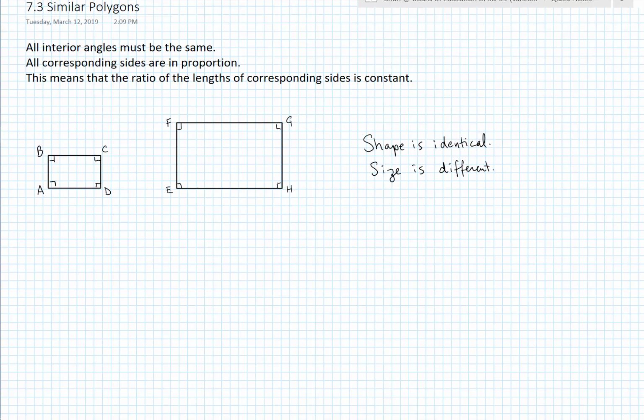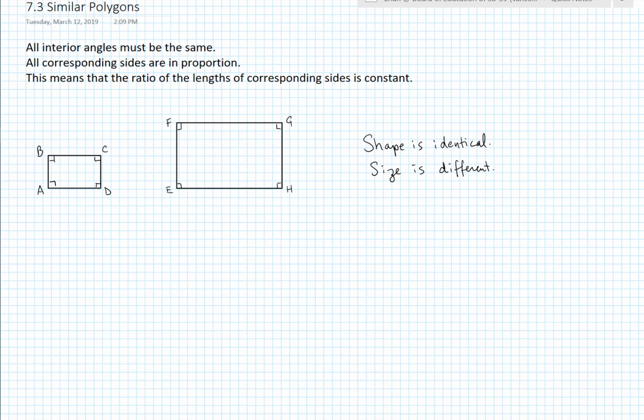So we've just finished two sections talking about enlargements and reductions, and that leads straight into this topic, which is similar polygons. So as I've written at the top there, with similar polygons, if two polygons are considered similar, then all the interior angles must be the same, all corresponding sides must be in proportion, and what that really means is that the ratio of the lengths of corresponding sides forms a constant.